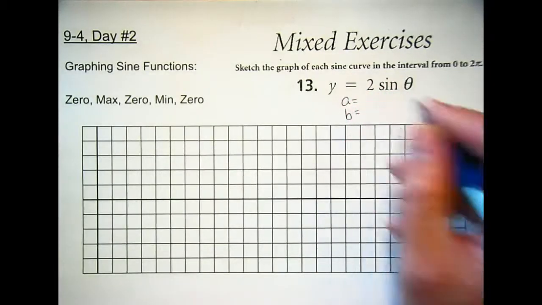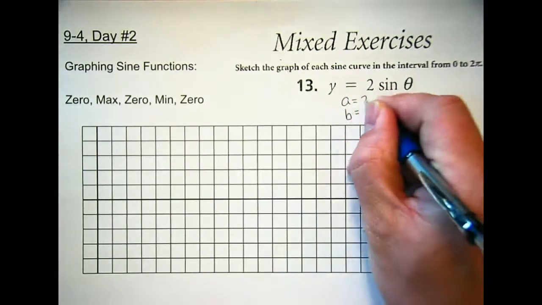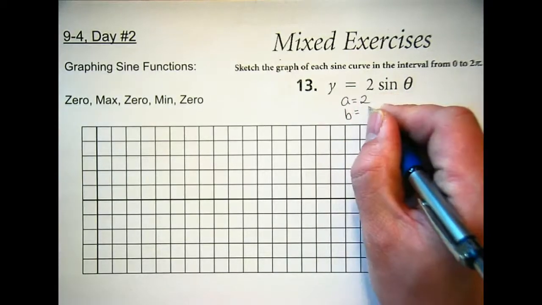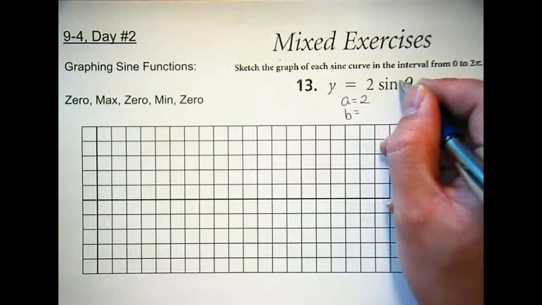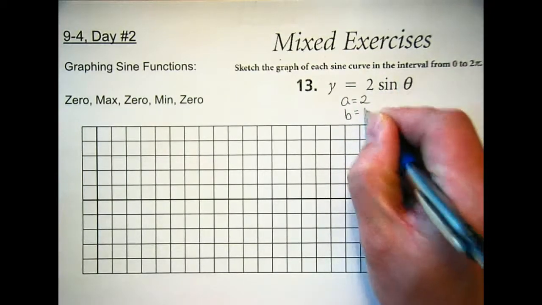Very good. A is what? 2. And B is? 1. B is 1. It's the number in front of theta, which in this case is 1.